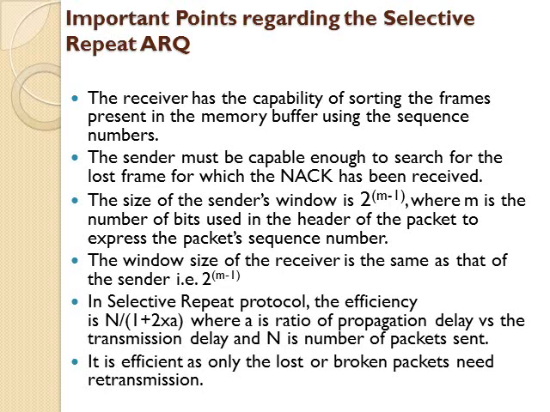Important points regarding selective repeat. The receiver has the capability of sorting the frames present in the memory buffer using the sequence number. The sender must be capable enough to search for the last frame for which the negative acknowledgement has been received. The size of the sender window is 2^(m-1), where m is the number of bits used in the header of the packet to express the packet sequence number. The window size of the receiver is the same as that of the sender.